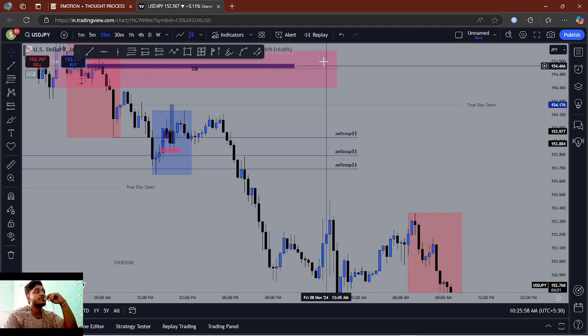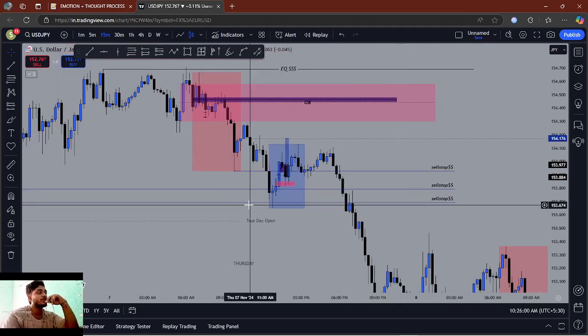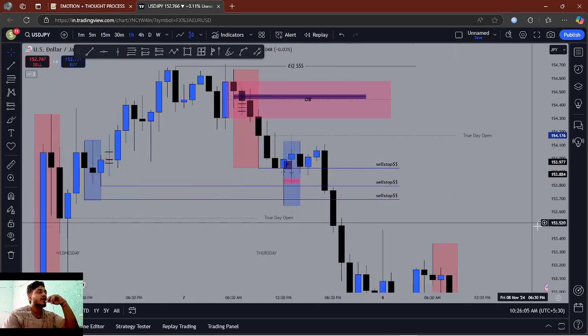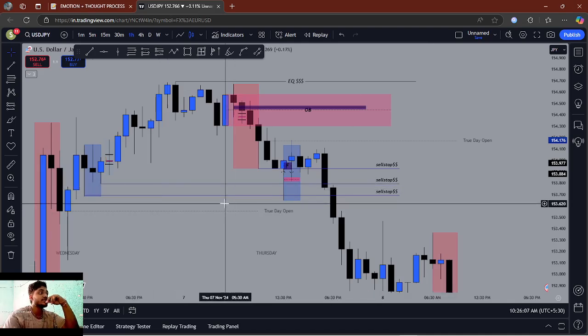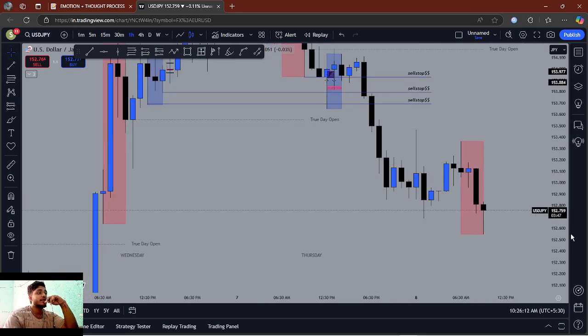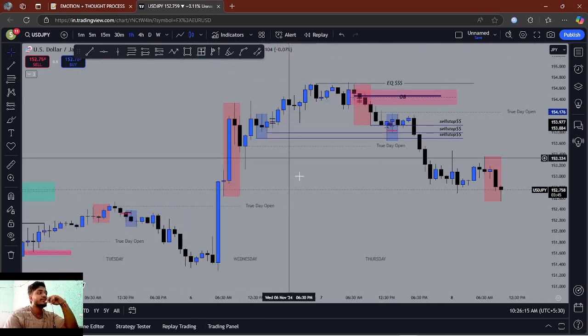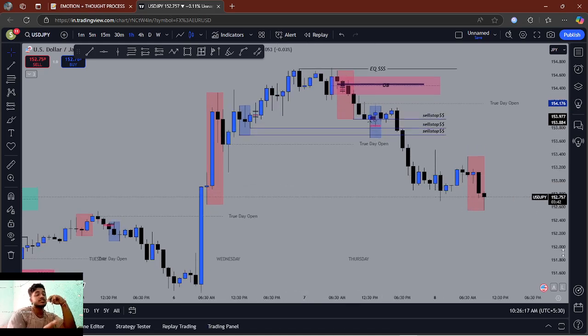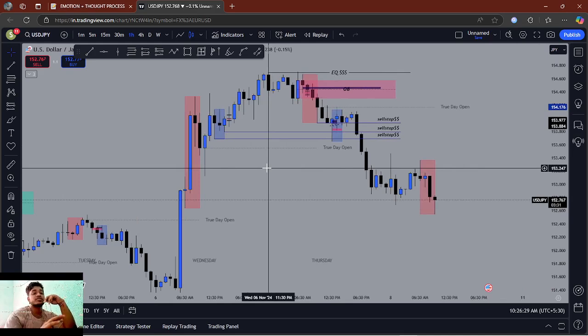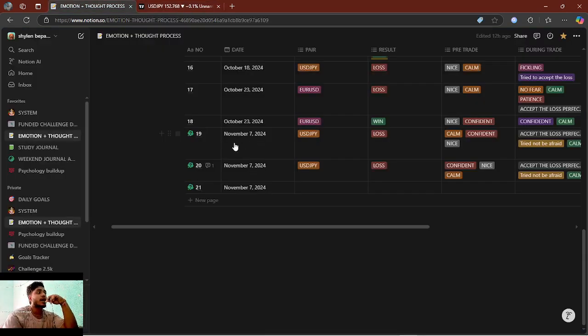So USD JPY yesterday, Thursday, we started with the usual 1 hour time frame. Started marking my point of interest. I had some sell side liquidity below here, and I had an hour block and fair value gap here from the hourly time frame, and we have this liquidity void here. So the overall idea was that we are gonna fill this liquidity void.